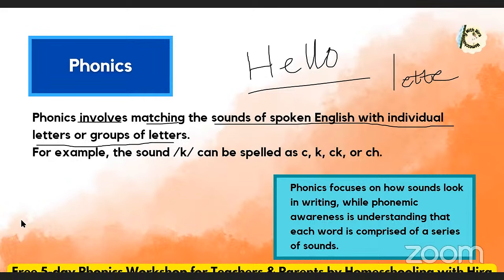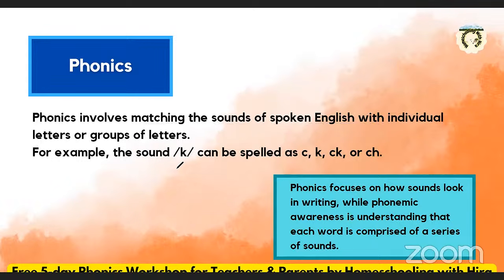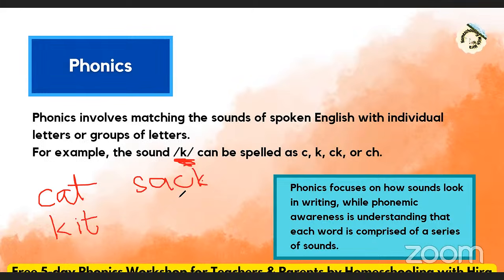For example, but there's another thing in this. Let's check this one out. Red color, okay. For example, the k sound in English, you can say k with letter C, for example, in cat. You can say the k sound in English with letter K as in kit. You can also say the k sound with CK, and you can also say the k sound with CH as in school, right?